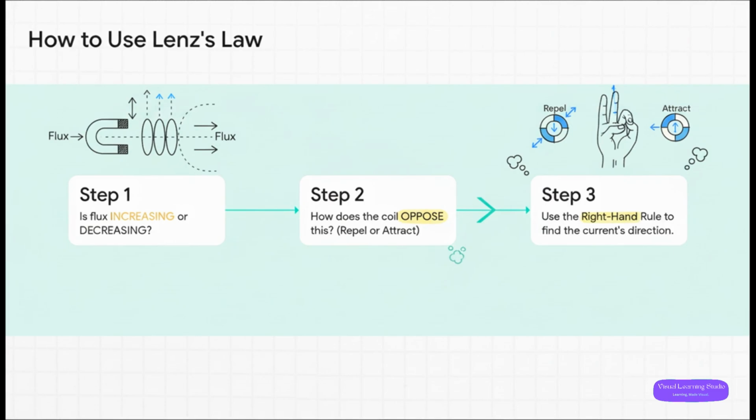So, from now on, when you see a problem asking for the direction of the current, stop guessing. Just use this three-step checklist. 1. Is the flux going up or down? 2. Does the coil need to push or pull to fight that change? And 3. Use your trusty right-hand rule to figure out which way the current needs to flow to make that happen. It's logical, it's simple, and it works every single time.